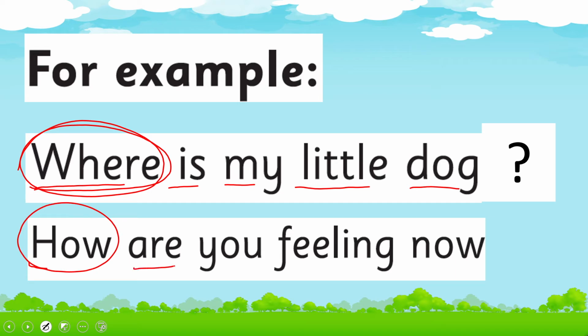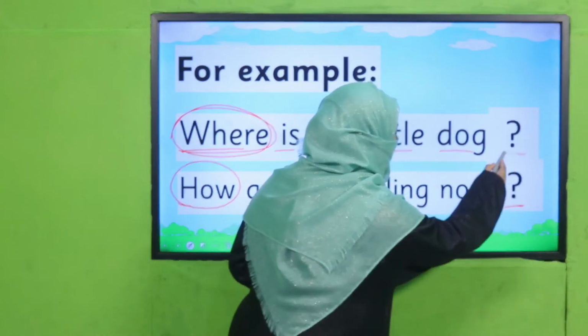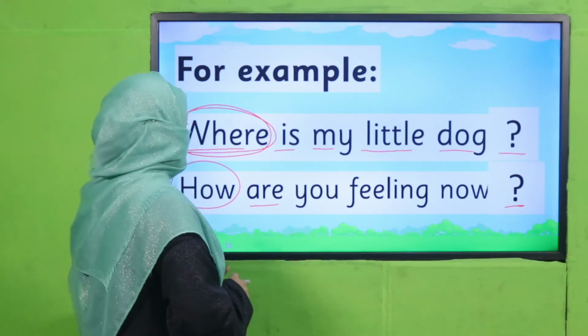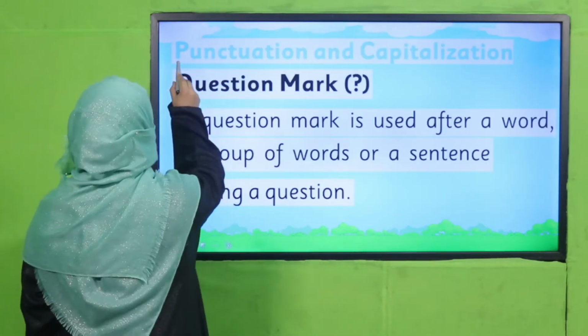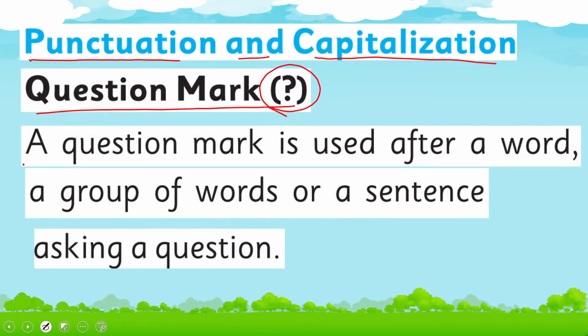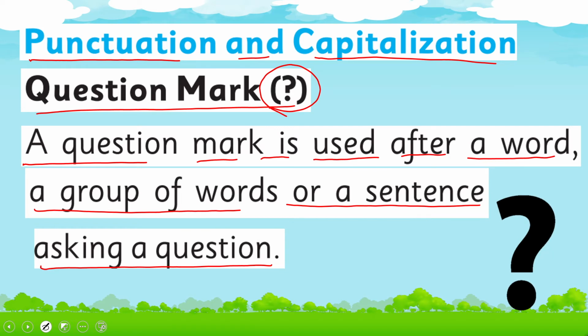How are you feeling now? Question mark. Why? Because these are questions. So we cannot put a full stop. We have to place a question mark here, right? Okay. So let's see, what does your book say about it? Punctuation and capitalization. Question mark. A question mark is used after a word, a group of words, or a sentence asking a question. So whenever there is a word or a group of words or a sentence which is about asking something, after writing that, you will put a question mark.